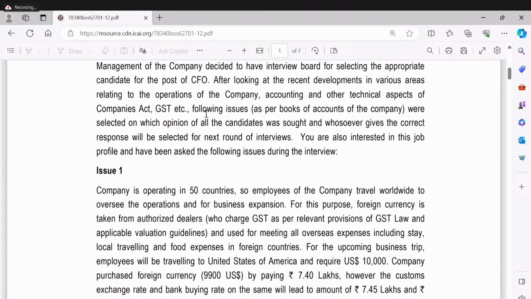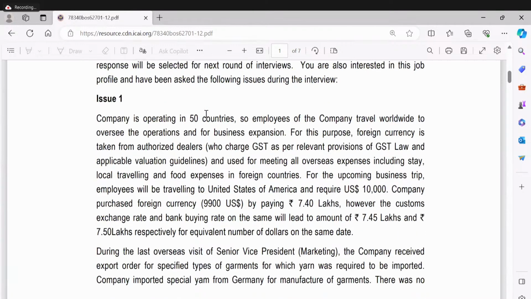You are also interested in this job. Now you have to assume that you as a chartered accountant are also interested in this job profile and have been asked the following issues during the interview. So we'll be going through these issues one by one. And in fact, our questions will also arise from all these issues. We have been tested on the questions which arise from each of these issues.